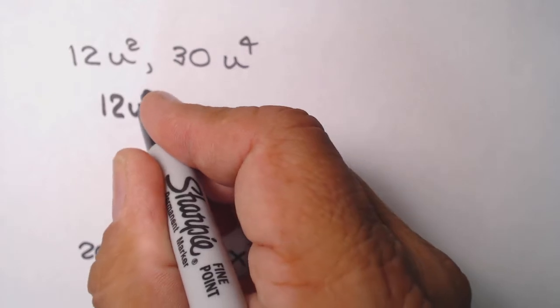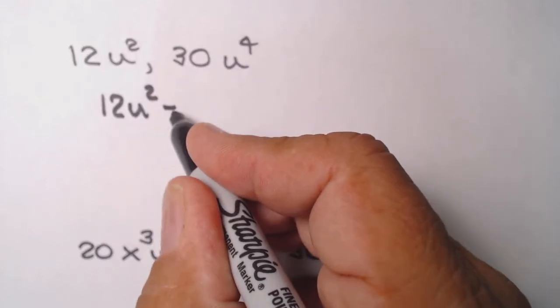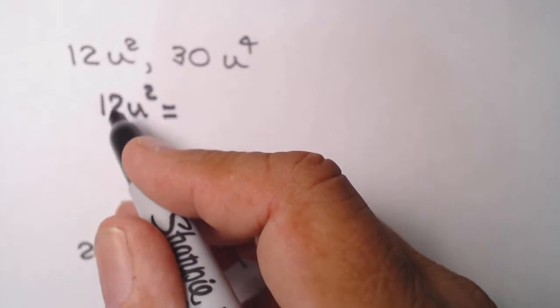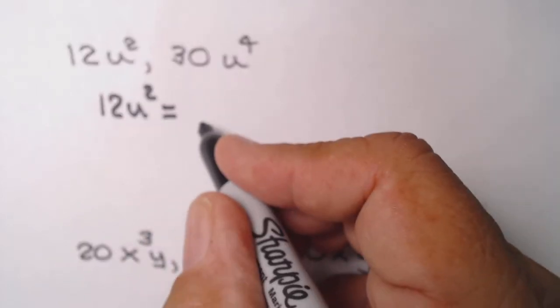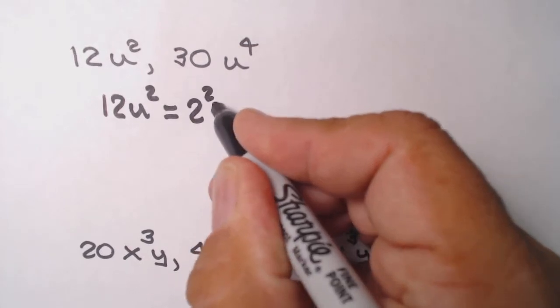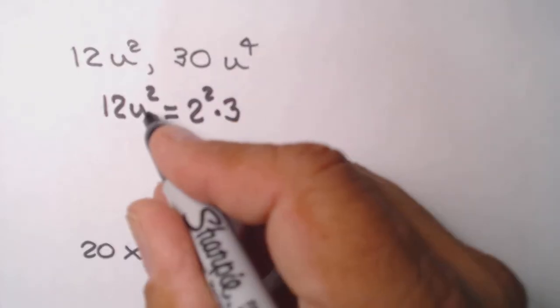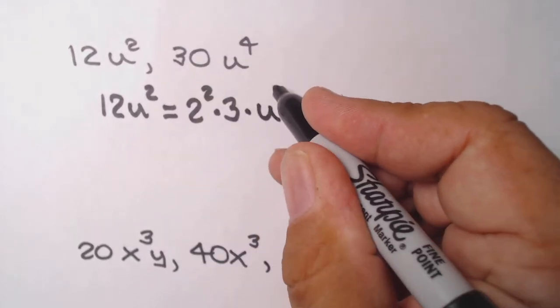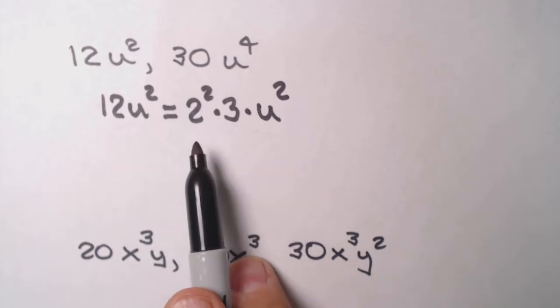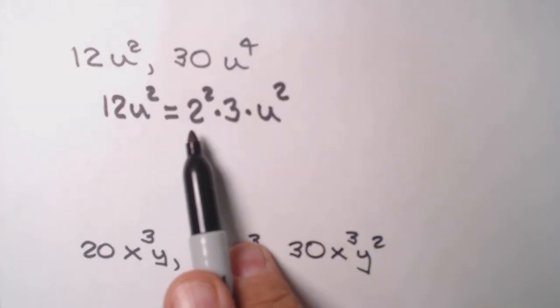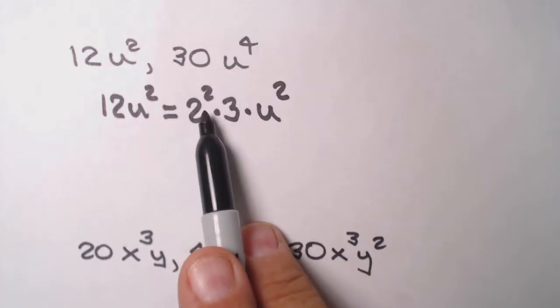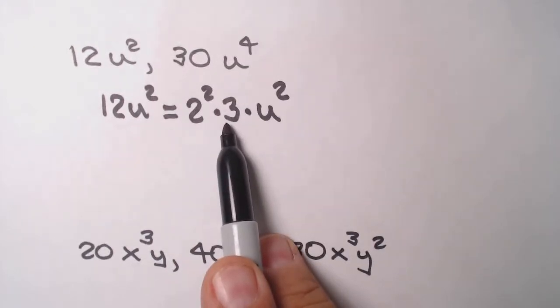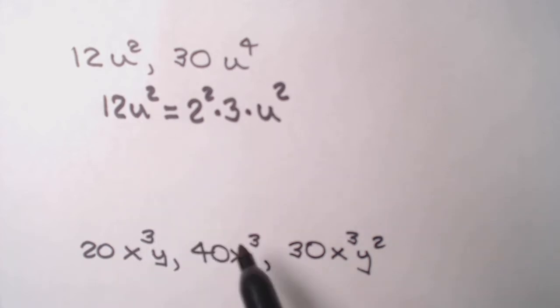So here's 12u squared. Well, 12 is 4 times 3. 4 is 2 squared, times 3. That gives me 12. And you look at how many u's you got. Well, 2 of them. So times u squared. Now double check this again. 2 times 2, raised to the 2nd power, is 2 times 2. That's 4. 4 times 3 is 12. And we got 12u squared right on the button. Okay, the next guy. 30u to the 4th.